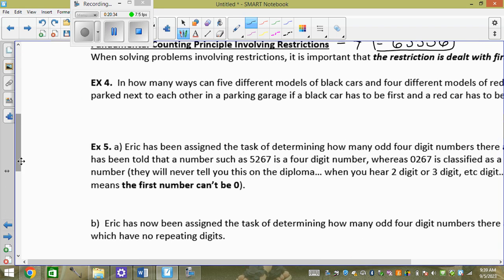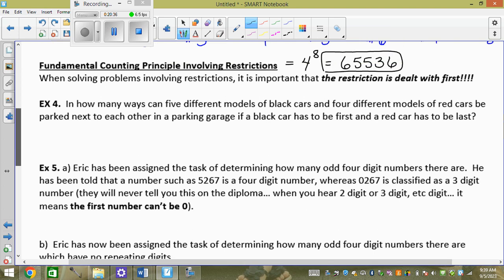Awesome. All right. So, the fundamental accounting principle: what happens when you get restrictions? When you get restrictions, you have to deal with restrictions first, okay? So, for example, if I wanted to keep P at the front and B at the back, I would deal with P at the front and B at the back. If I want a blue car at the beginning of the row and a black car at the end of the row, I deal with those ones first. I have to deal with restrictions first. That's why it's written there, okay?